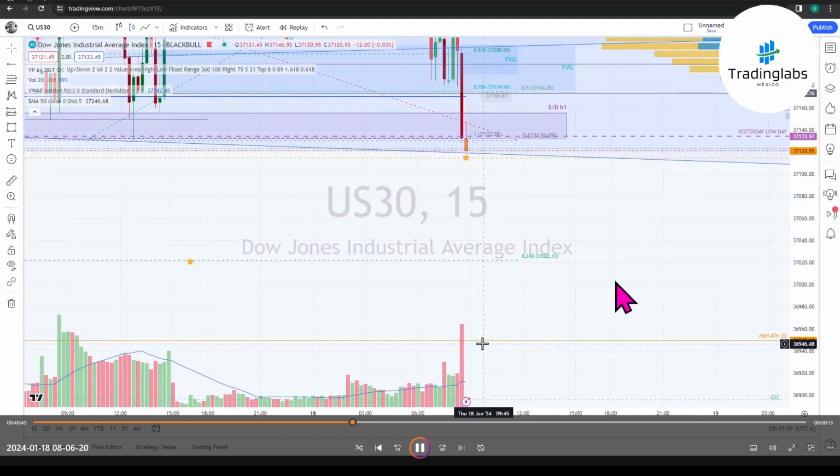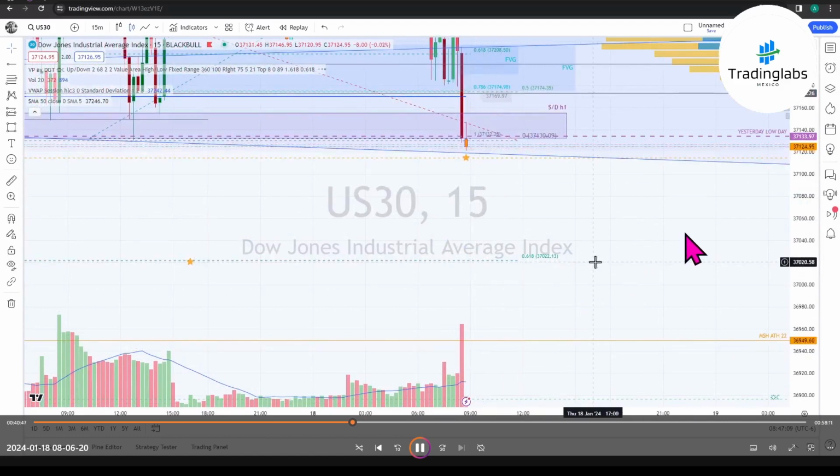We have to be very patient. We are already in the key zone, a very key zone. Look at this. We have volume here, a very nice, strong candle.